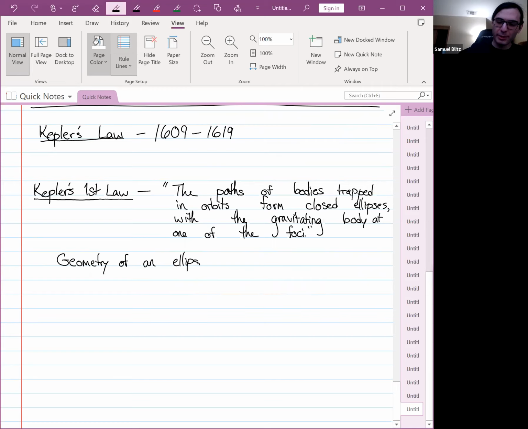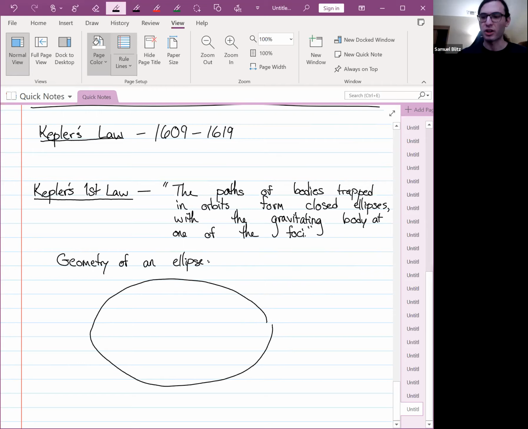So the geometry of an ellipse is like a squashed circle. That's a terrible ellipse. I'm so sorry. That's a pretty good ellipse, but it's not closed. It'll have to do. So the foci of the ellipse are two special places inside an ellipse along the semi-major axis. So you would have one here and maybe one here.